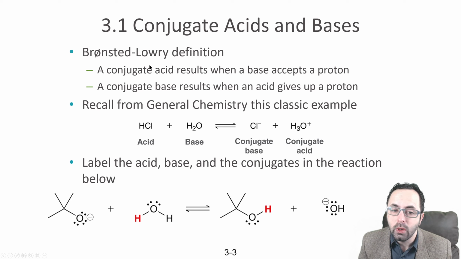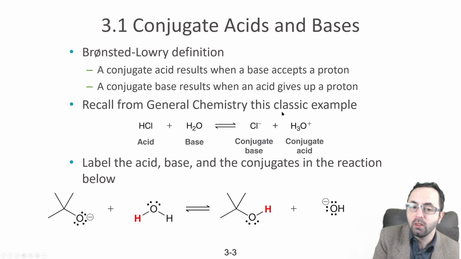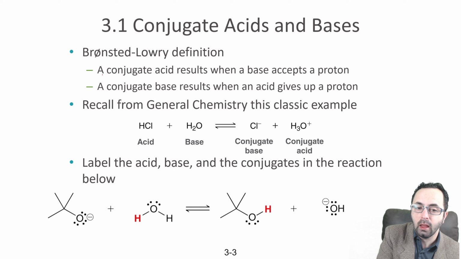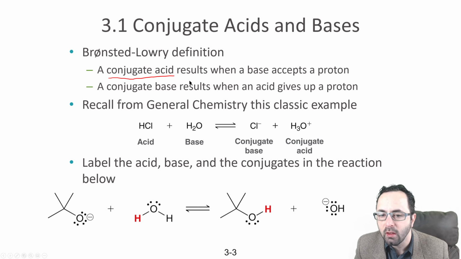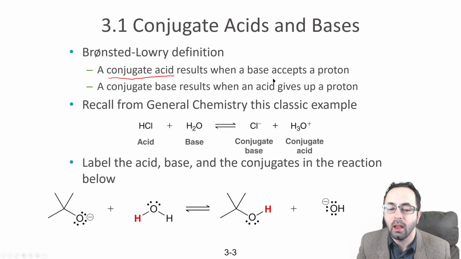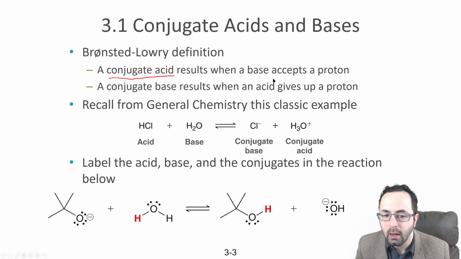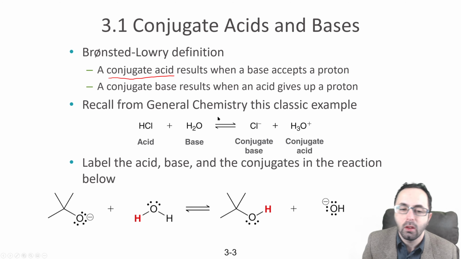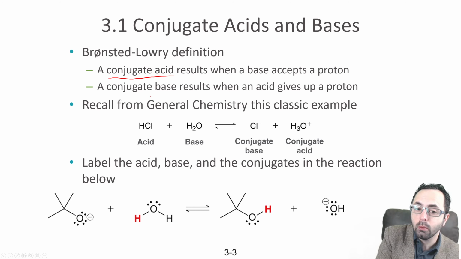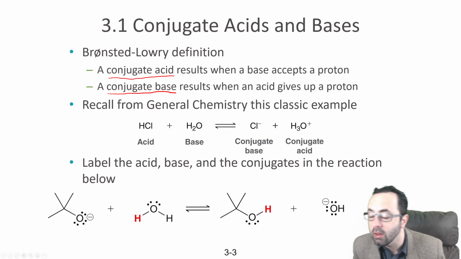Now also we should consider these definitions of conjugate acid and conjugate base. A conjugate acid is the substance that results when a base has accepted a proton, and a conjugate base is the substance that results after an acid has given up a proton.